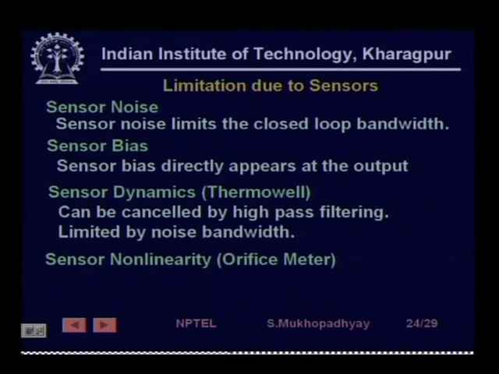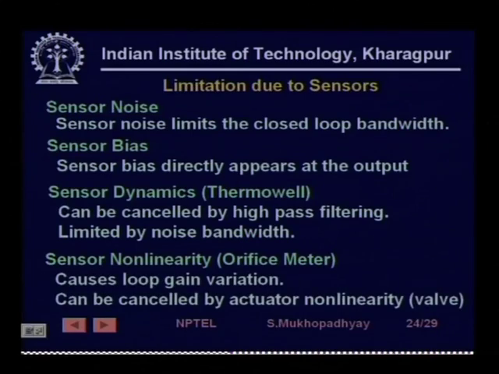They can sometimes be cancelled by high pass filtering, but again that will build up noise. So, there is no escape, you have to pay prices. Sensor non-linearity: if the sensors are non-linear, for example, let us take an orifice meter sensor. It has a square root law in its basic sensing mechanism. So, if you take it as a linear sensor, then what happens is that the process gain keeps changing depending on where you are operating.